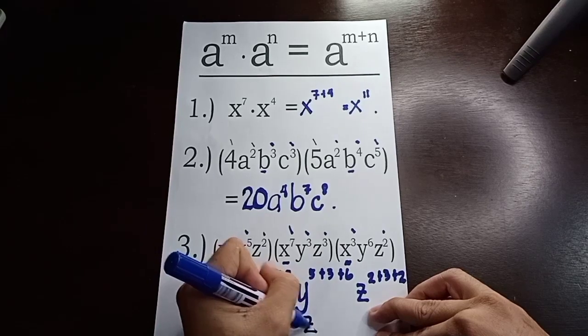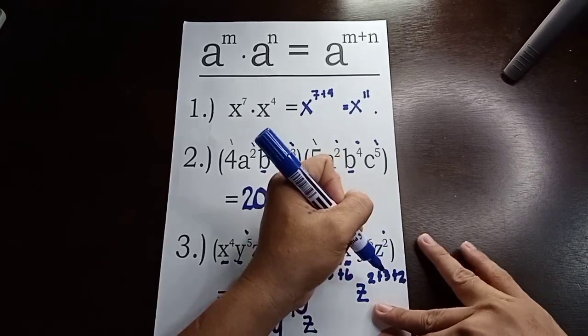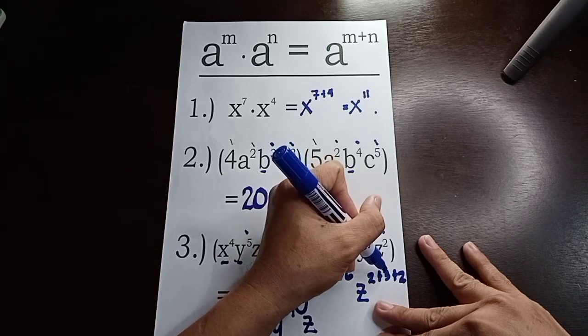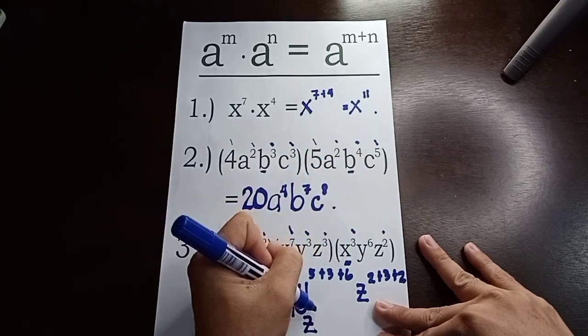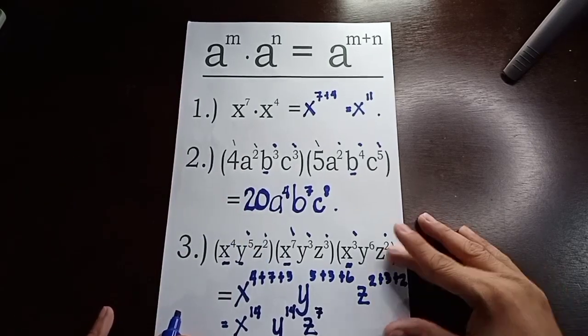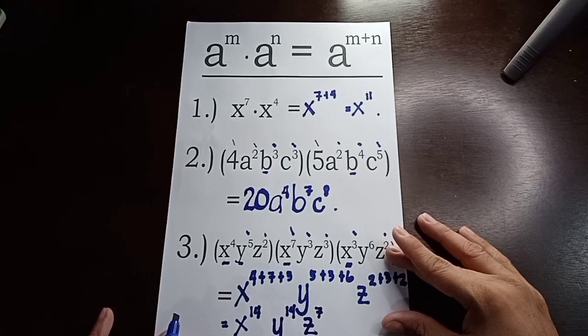And the last variable is z. So the sum of exponents 2, 3, and 2 is 7. Again, this is our product rule.